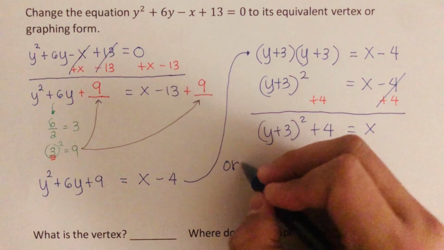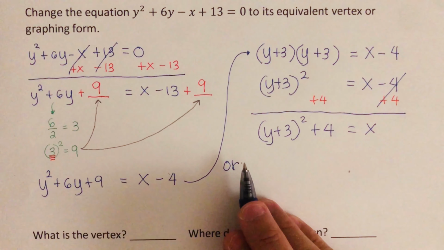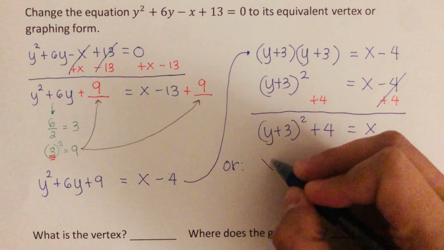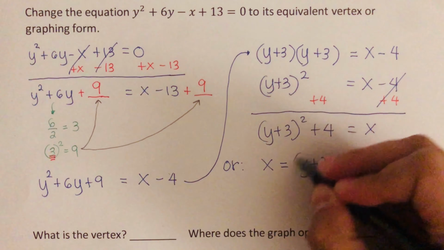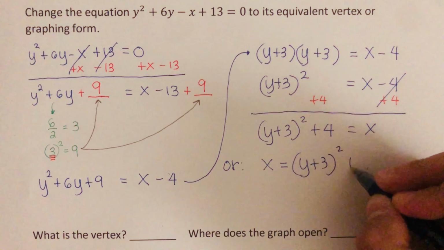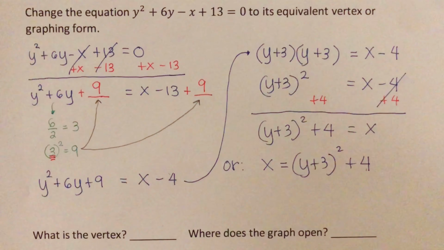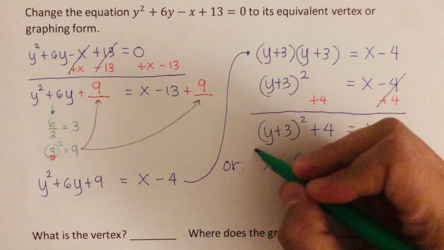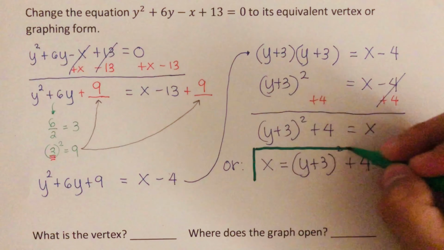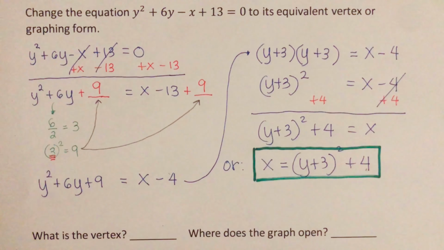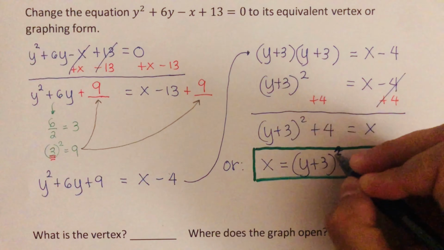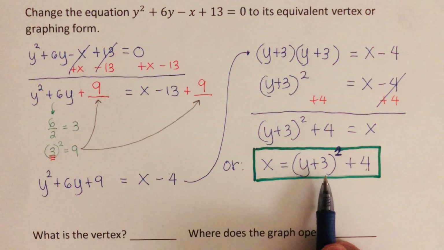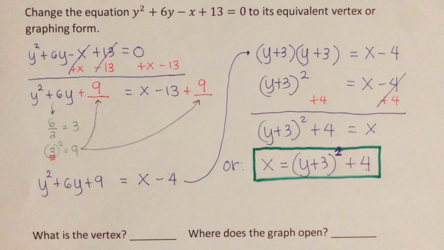Or if we want the x on the left side, it's pretty much the same thing. x is equal to y plus 3, squared, plus 4. And so this is our graphing form, or the vertex form. There should be a squared there, so let me rewrite that down here. So that's a squared. So this is the graphing form for this equation right here.